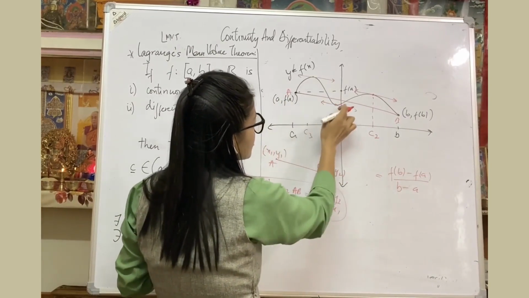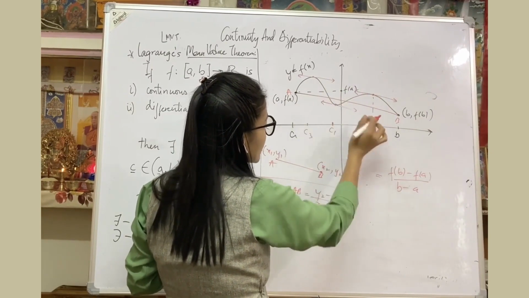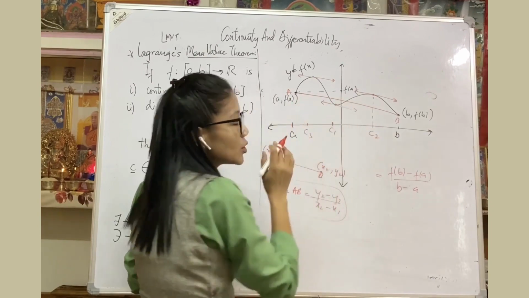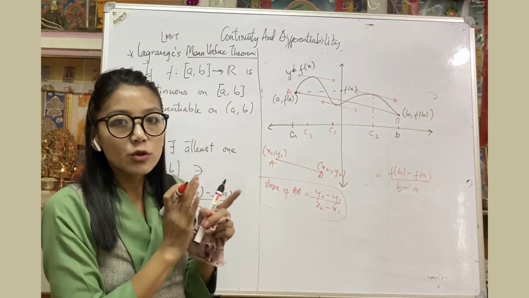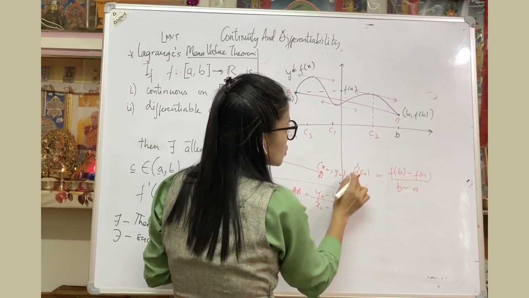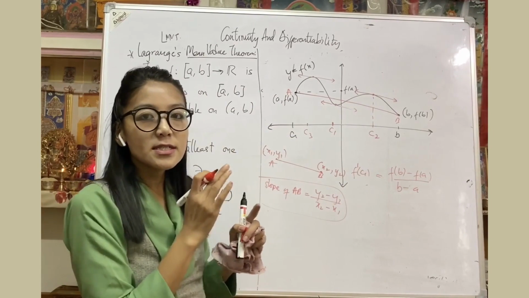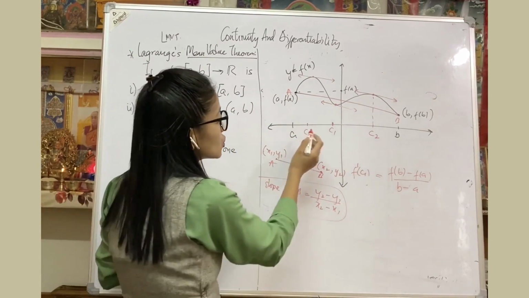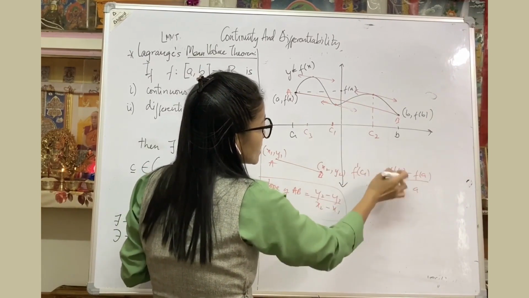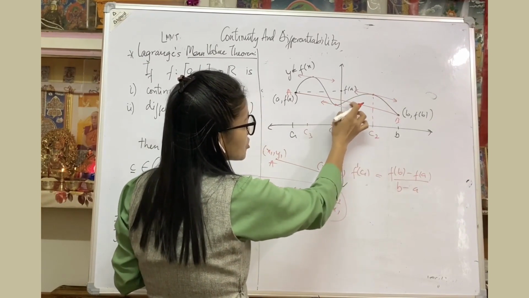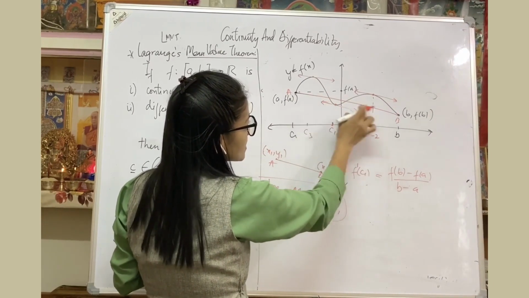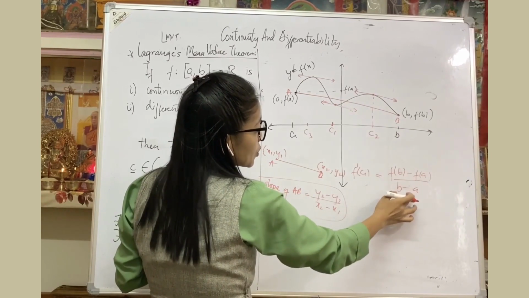Since these tangents are parallel to this line, the slope of these will be equal to the slope of the line, because we know that when two lines are parallel, their slopes are equal. So f dash of C1, which is the slope of the tangent at that point, is equal to this. Because these two are parallel, the slope has to be the same. The slope of this tangent is f dash of C1, and the slope of this line is f of B minus f of A upon B minus A.